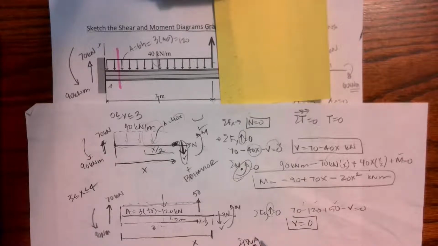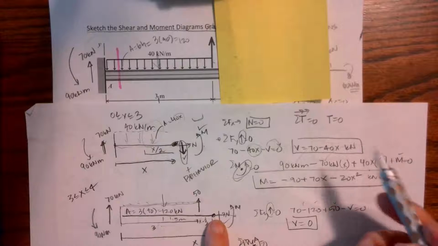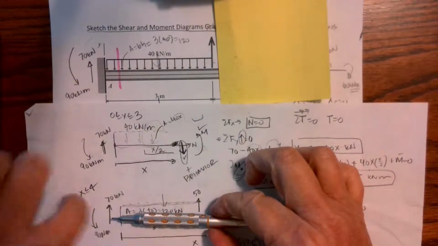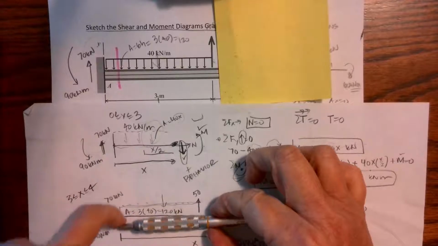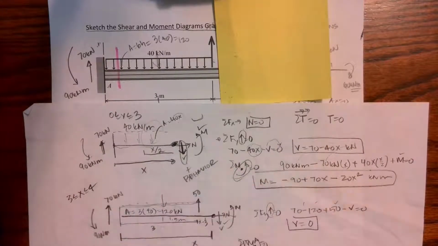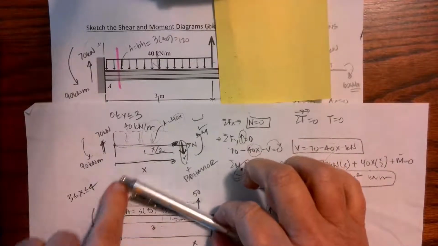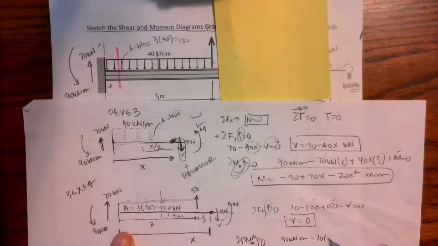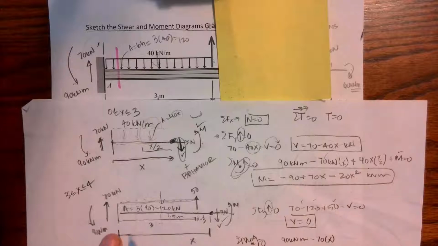So I'm just going to draw a dot. There's my dot. Okay, and I'm going to start with my clockwise handle. I have 90 kilonewton meters pushing this way, so that's a positive 90 kilonewton meters. I have 70 pushing it up, so that's a negative, minus 70 times its moment arm, which is X. It's all the way from the wall to the cut.